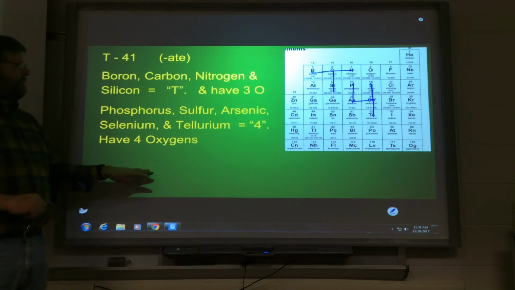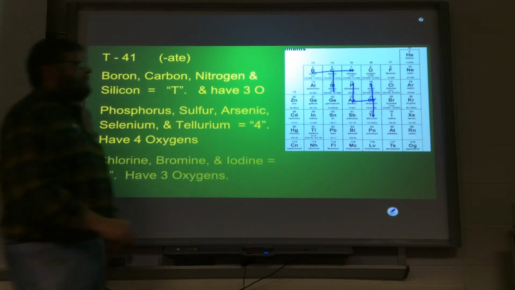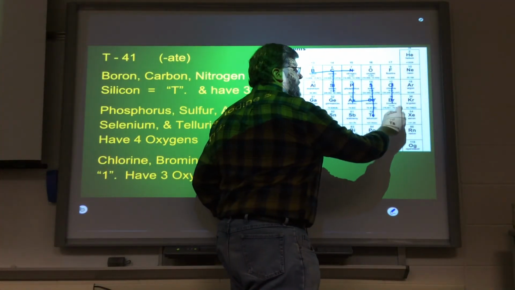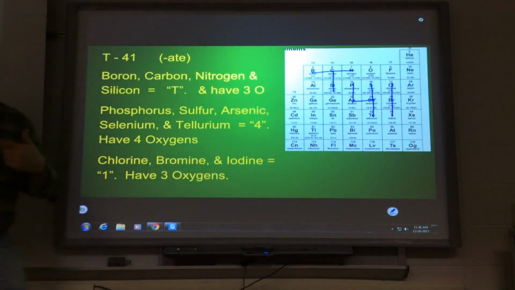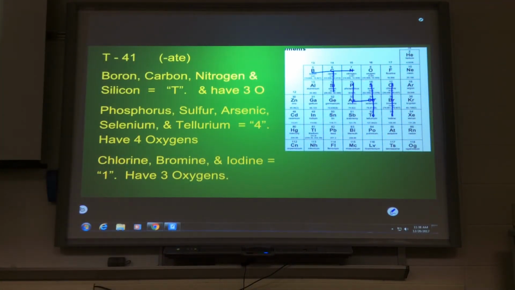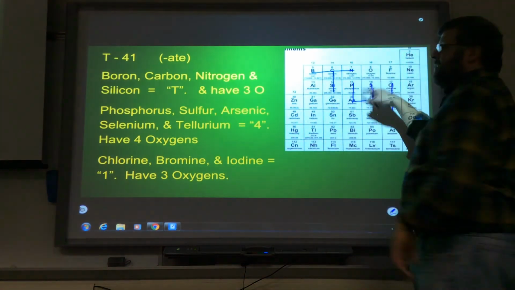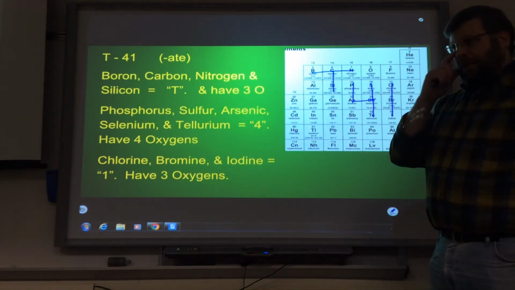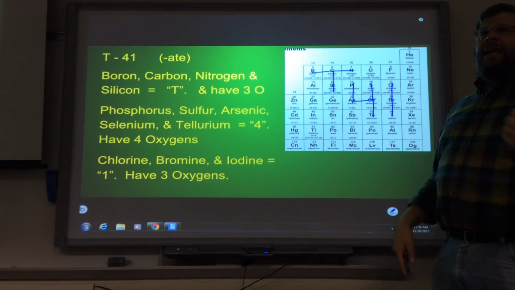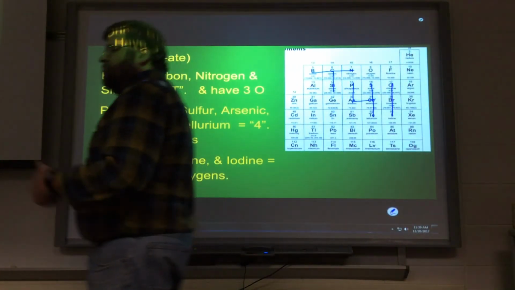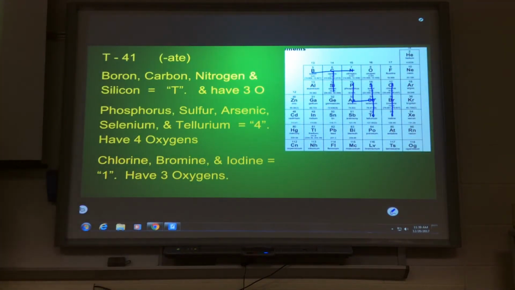And the last one is to make the 1, which we connect our halogens over here together. Chlorine, bromine, and iodine. They also have 3 oxygens. So the T and the 1 are 3s, the 4 is 4s. So chlorate is ClO3. Bromate would be BrO3. Iodate would be IO3. Any questions?